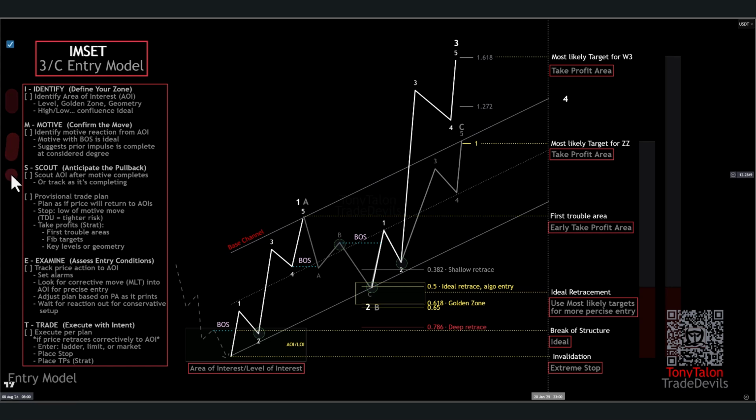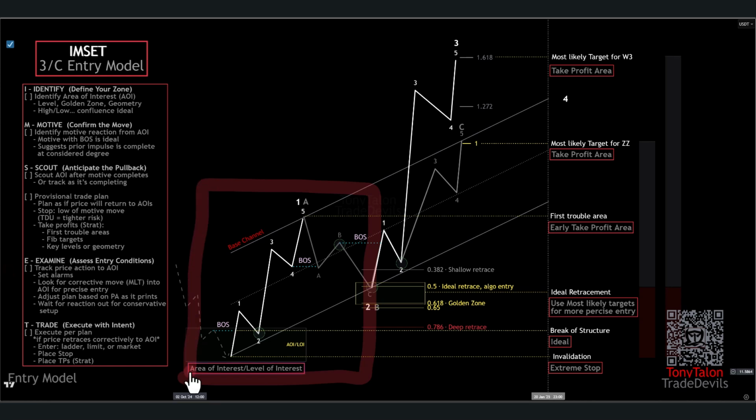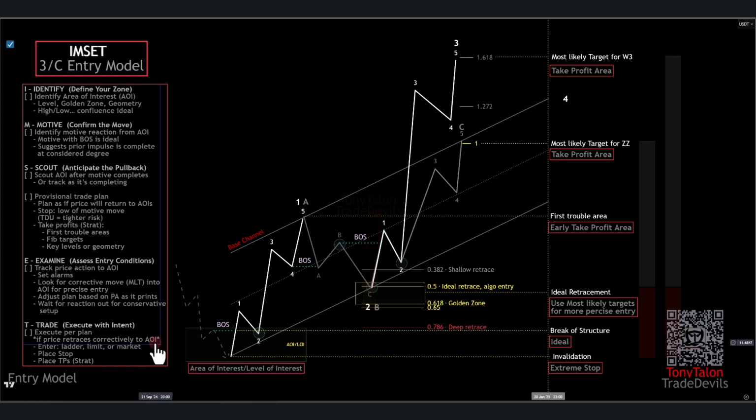They just have little check boxes next to them. So depending on where you find the price action on the chart is going to be where you start this checklist. You can always go back in hindsight and verify that this move came out of an area of interest, let's say, but depending on where you find this price action is where you're going to start using this model. With that being said, let's go ahead and start with I, identify and define your zone.